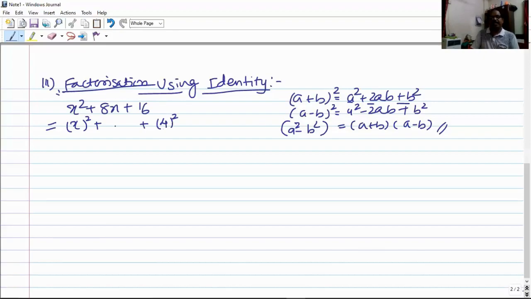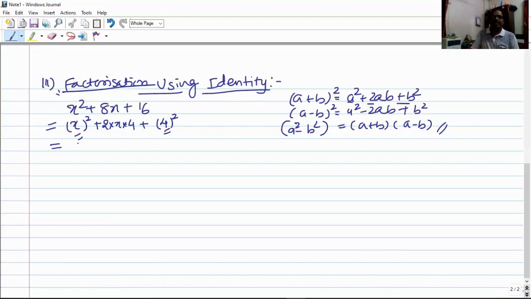So now can I write? Here I can say that if a is taken as x, b is taken as 4. So what will be 2ab in this case? Can I write it as 2 into a into b, means 2 into x into 4? Yes, obviously I can say it is x square plus 2x into 4 plus 4 square, which is in the form of a square plus 2ab plus b square.